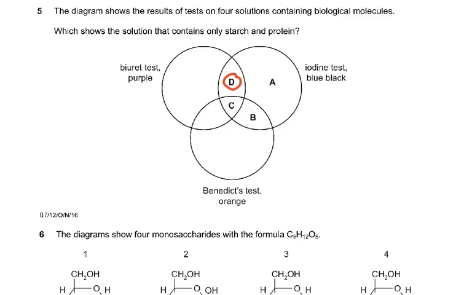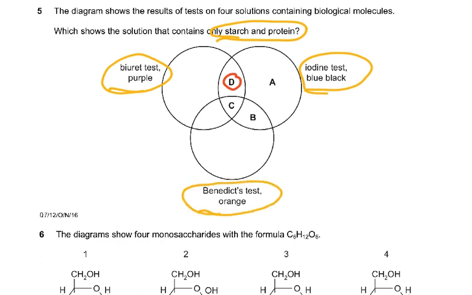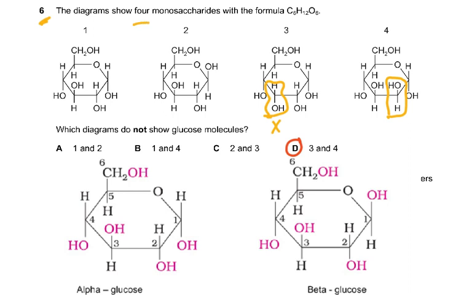Now, the diagram shows the results for solutions containing biological molecules. Which one contains only starch and protein? Starch is the iodine test, protein is the biuret test, and that would be D. The Benedict's test is orange, so that means it contains a reducing sugar as well, but we didn't want any reducing sugar. Question 6: the diagram shows 4 monosaccharides with the formula C6H12O6.